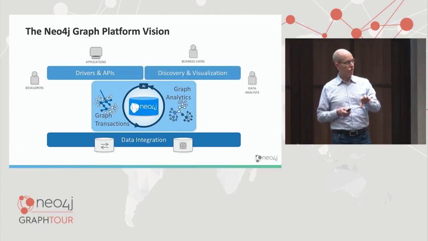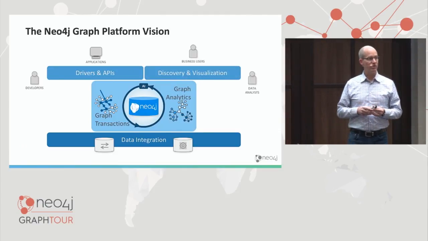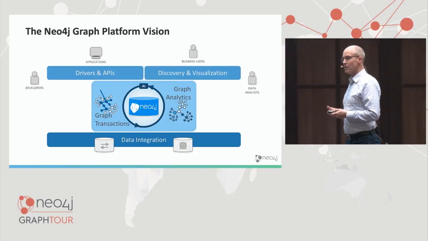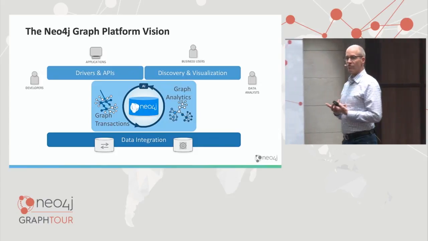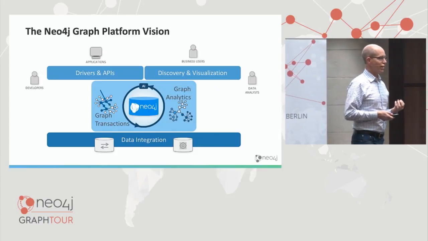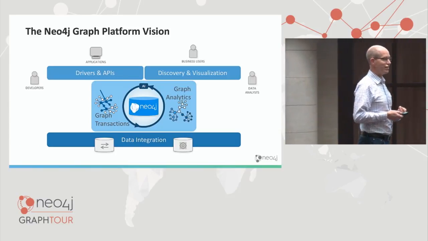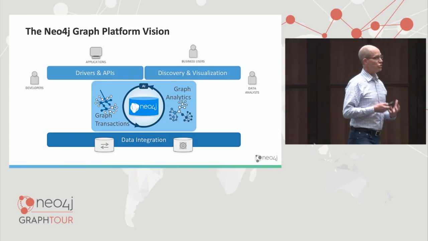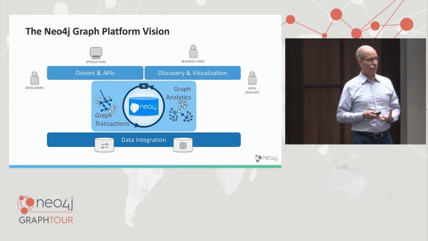The next component of the platform is discovery and visualization. In order for business users to get real value out of Graph, they need an easy-to-use way to understand the data within the graph. And that's not Cypher, not for the business user. It's a way to visualize and navigate the data within the graph.